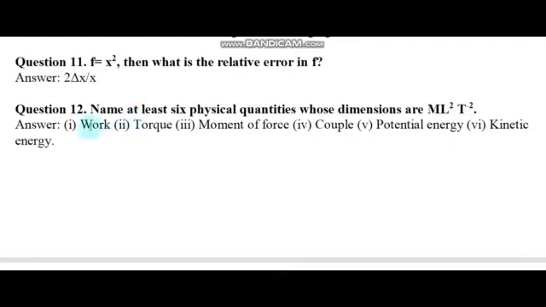So work and energy. We saw in the previous question, work and energy both have the same unit, no? So it is work and energy, that is potential energy, kinetic energy. Similarly, torque and moment of force. Torque is nothing but force into perpendicular distance. So torque and moment of force, couple. Torque and couple convey almost the same meaning. So work, torque, couple, moment of force, and energy, that is potential energy, kinetic energy, all have the same dimension formula, ML square T power minus 2.